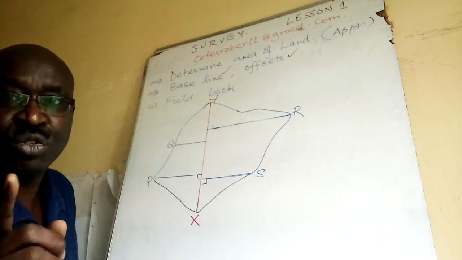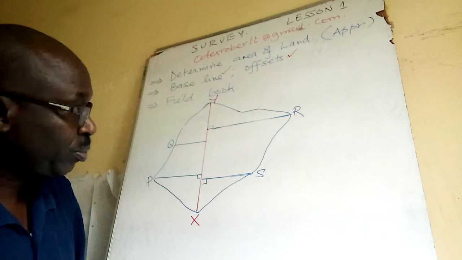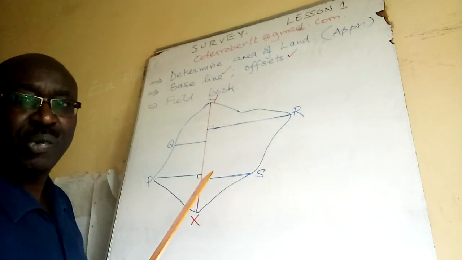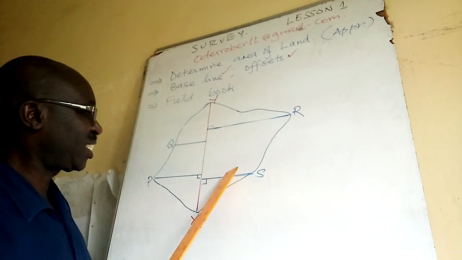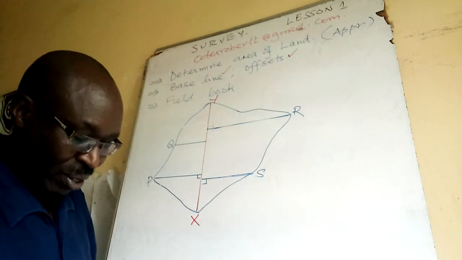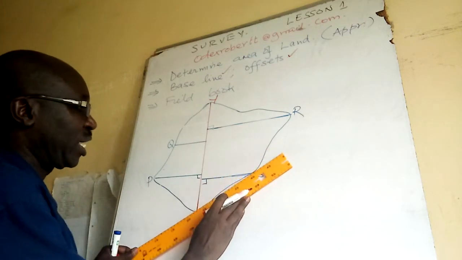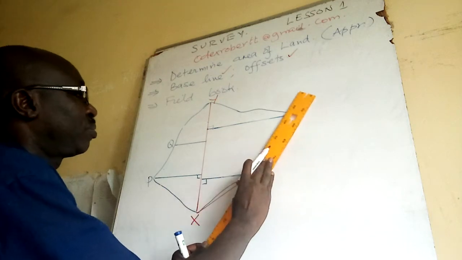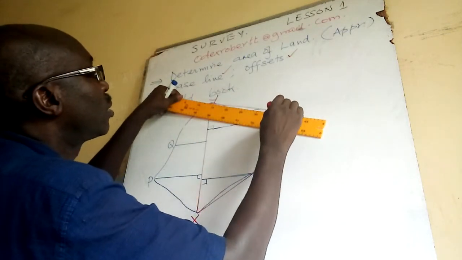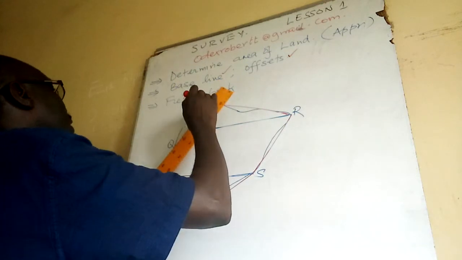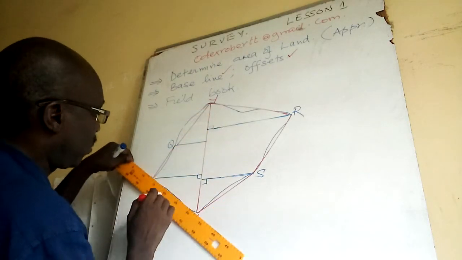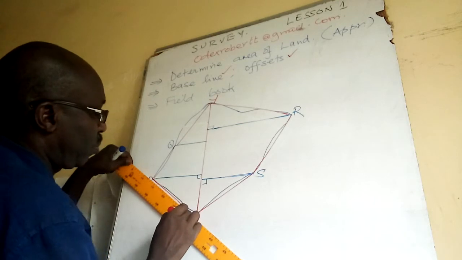So let us try to see the estimation after putting these letters P, Q, R, S. You can see we have managed to form some straight lines. These are straight lines. Essentially, we are going to estimate by joining.